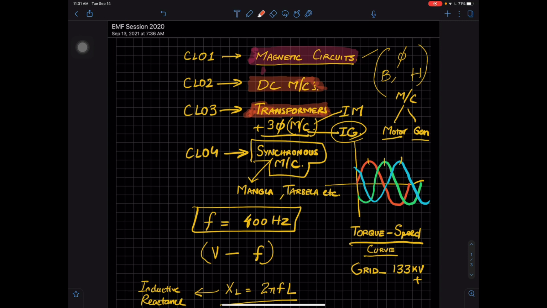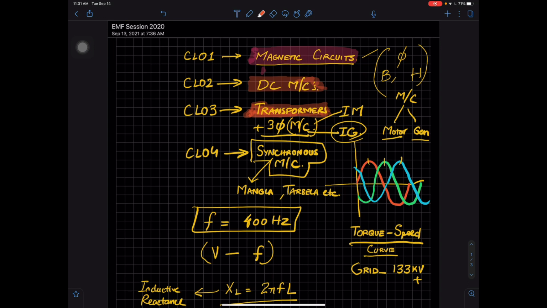And you all know, since AC is the actual voltage available at our homes or load centers, transformers are the voltage conversion devices. They are either stepping up or stepping down. So we are going to do a very deep analysis on transformers.